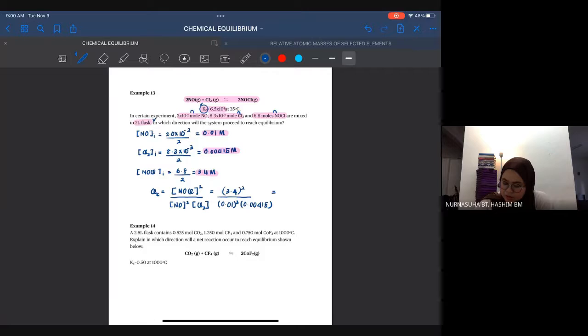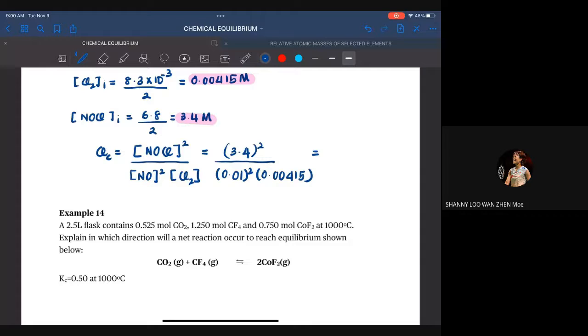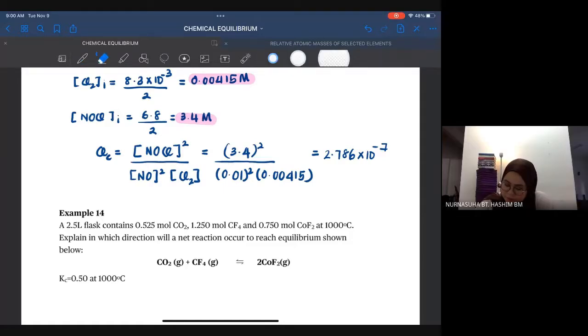Okay, what is your Qc? 2.786 × 10 to the power of 7. Q also has no unit. Q has no unit. So this is the value of Q.